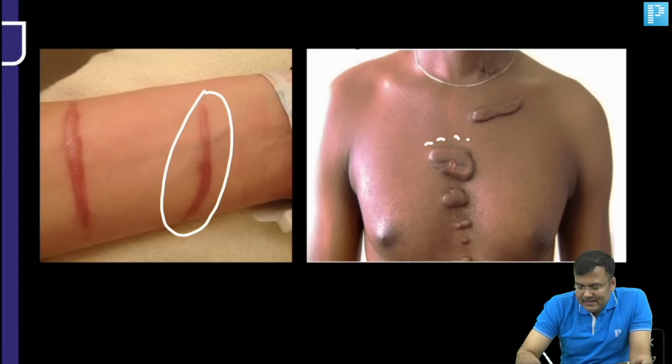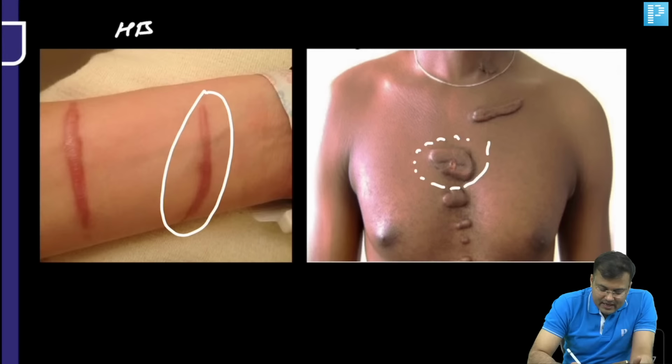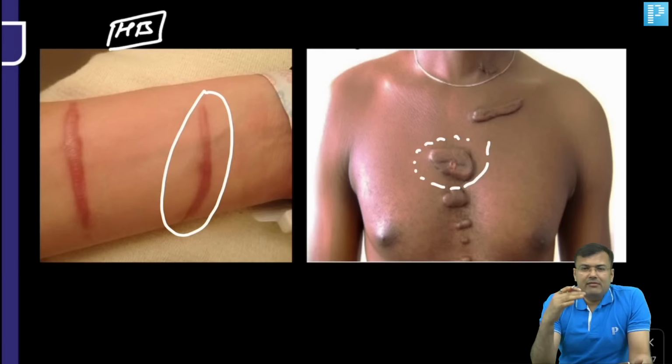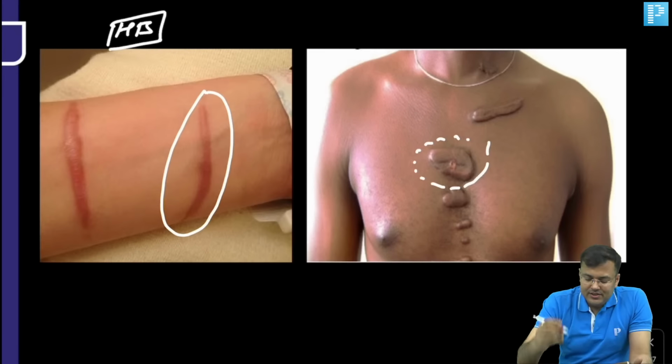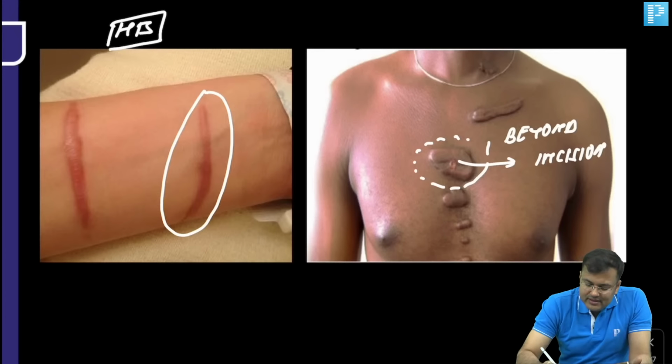In both of these cases there is excessive scar tissue. Here this is hypertrophic scar because the excessive scar tissue is within the wound margin or within the incision. Here it is going to extend beyond the incision. Since it extends beyond the incision, all of you know this is keloid.